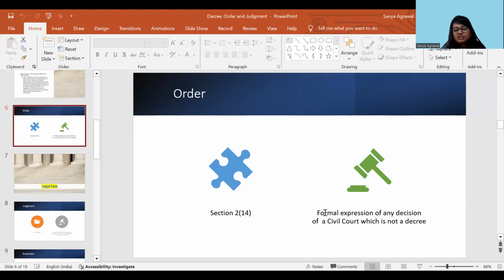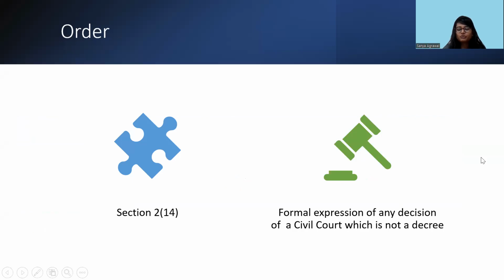CPC uses these terms differently, and the interpretations used for these terms are also different. Orders are defined under Section 2, subsection 14 of CPC. It says formal expression of any decision of a civil court which is not a decree. So the order is defined through the term decree. Any decision of a civil court which is not a decree is an order. So first of all, whenever you see a decision of a civil court, you will first find out if it is a decree or not. If it is a decree, then it is not an order, and if it is not an order, that means it is a decree.